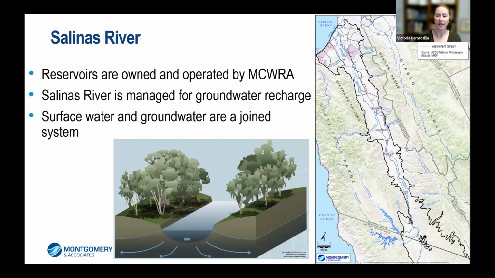So speaking of the river, we start in our basin with the reservoirs, which are owned and operated by Water Resources Agency. And the Salinas River is managed for both groundwater recharge and the SRDF. But I want to point out that here the surface water and groundwater are a joined system, since we know that surface water does make it into the ground in certain key locations in the basin. They are a part of one whole water system here.